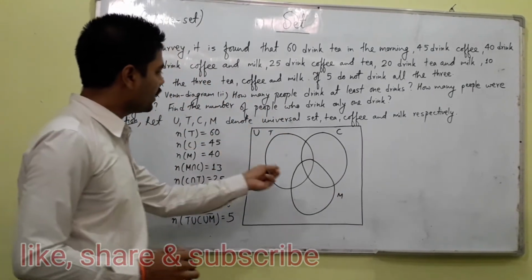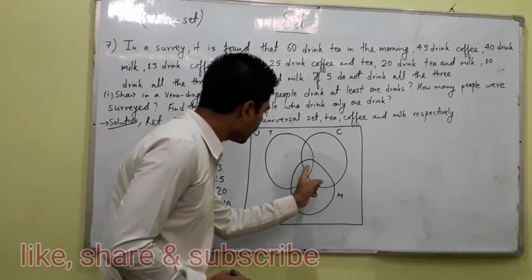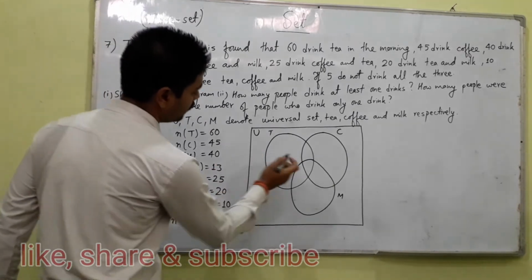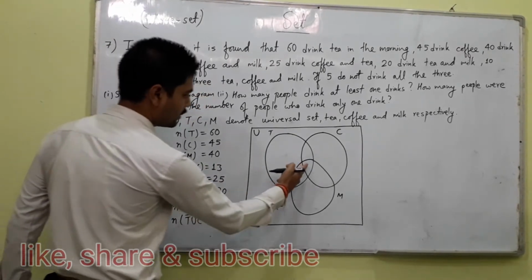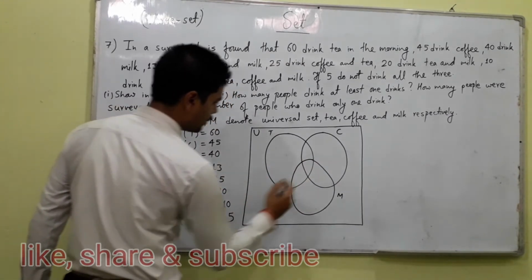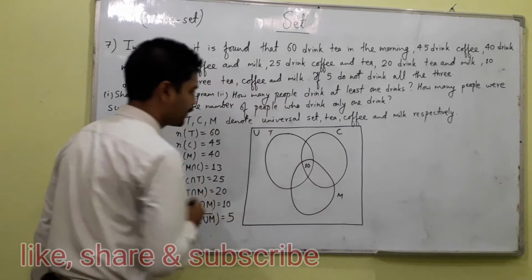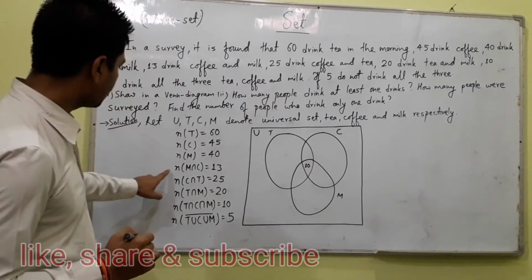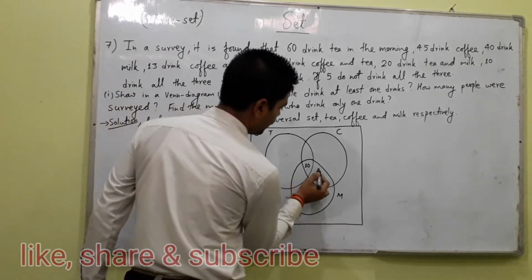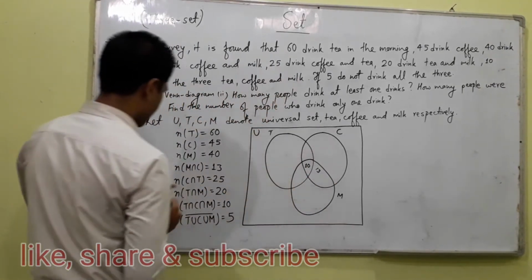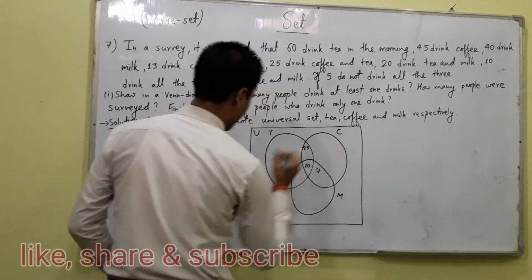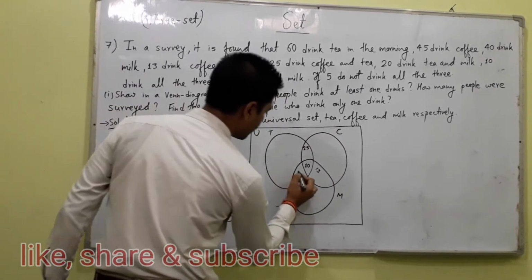The rule to fill the Venn diagram is to go from the middle, the most common area, that is this area. It is common in all the 3 sets. So there are 10 people who drink all the 3. After that there are 13 people who drink milk and coffee. Those who drink coffee and tea are 25, and those who drink tea and milk are 20.